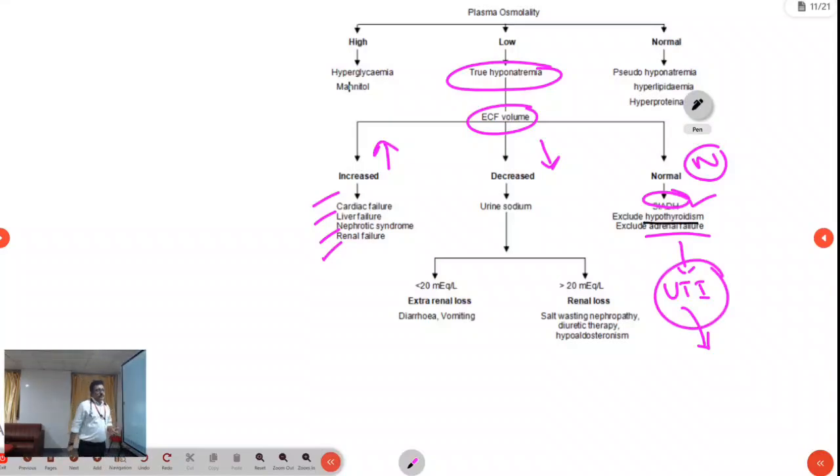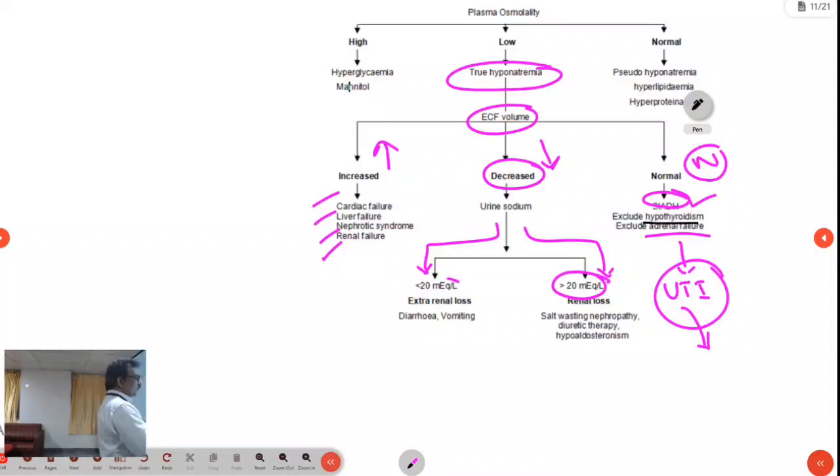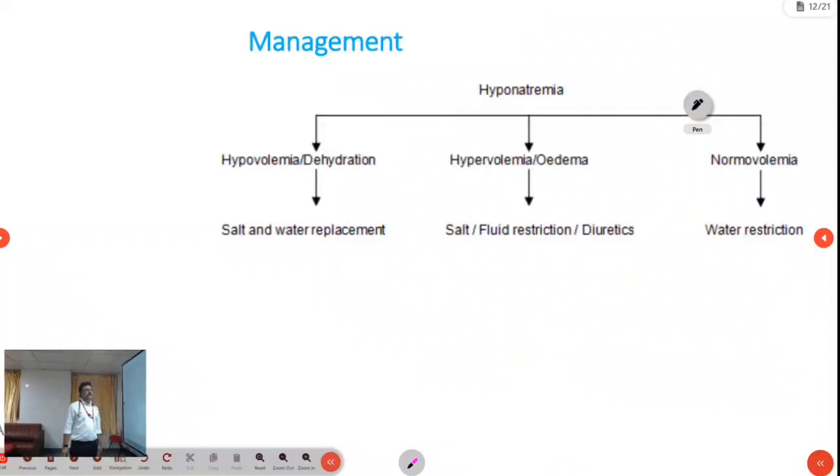And the other condition is if ECF is decreased, you should see whether the patient is losing through kidney or extra renal causes. If it is through kidney, the urine sodium levels will be high. If it is through some other route, urine sodium will be low. So that is evaluation part. Management also follows according to this chart.